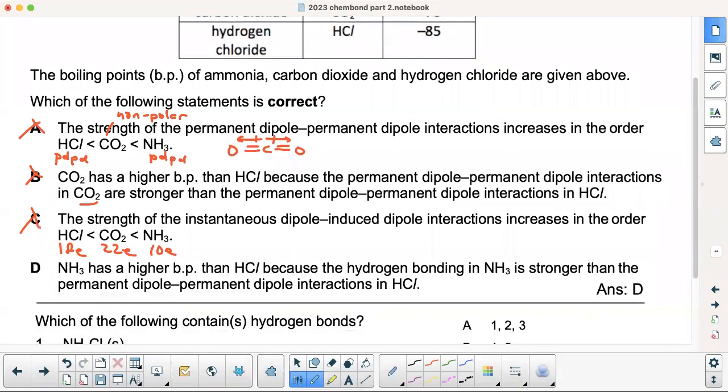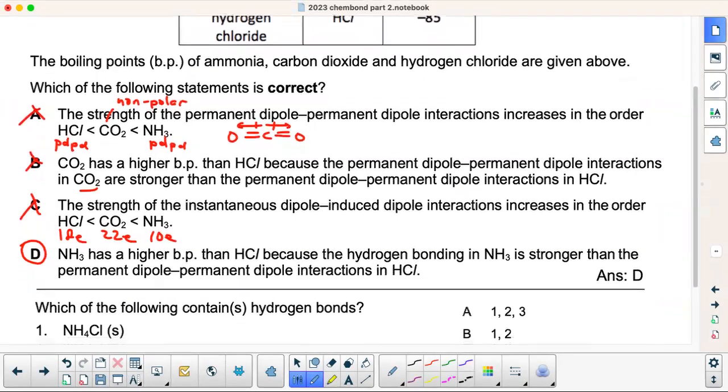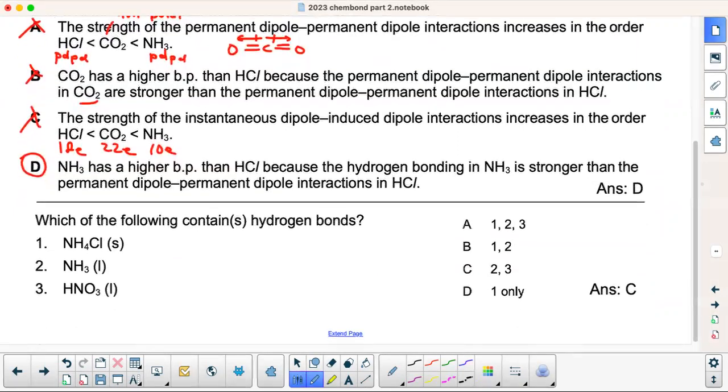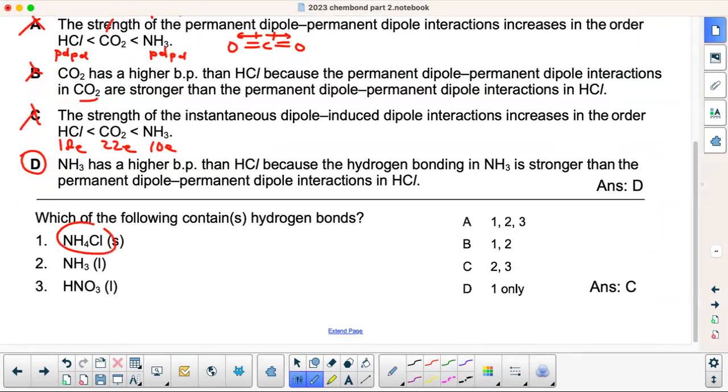So ammonia has a higher boiling point because it has hydrogen bond, and the hydrogen bond is stronger than the PD-PD. Okay, so this is logical. Okay, ammonia is hydrogen bond. Okay, for the next one, if you've done it, the answer is, let me see, answer is C. Okay, so why this one doesn't have a hydrogen bond? Because it looks like that. This ammonium, okay, this ammonium.